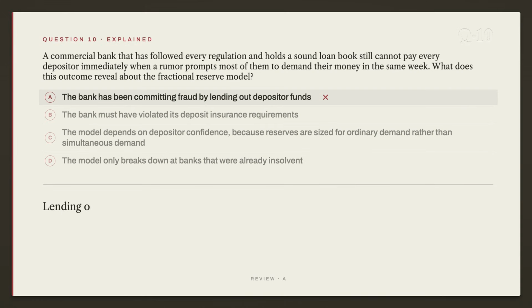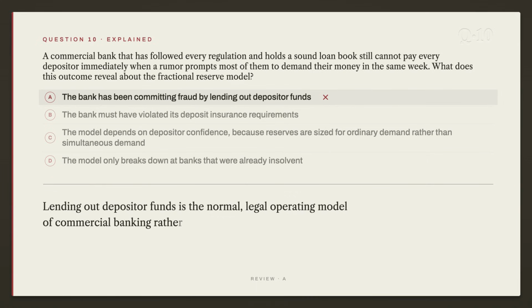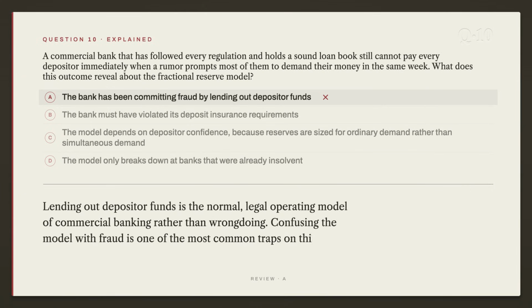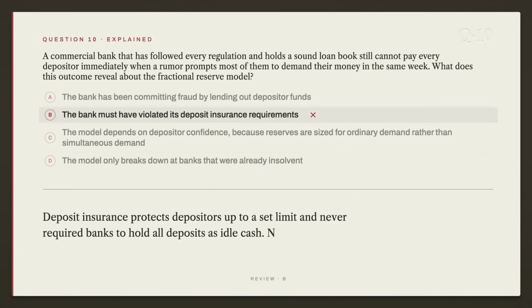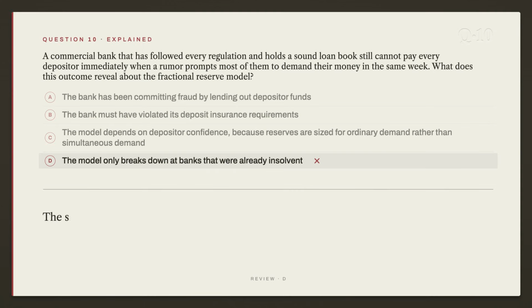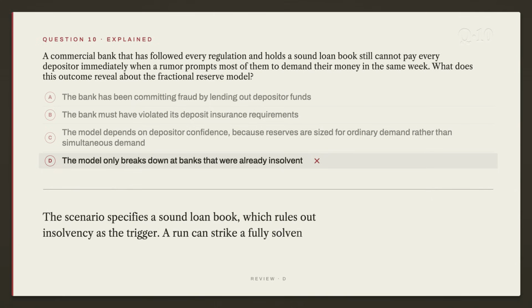A is wrong because lending out depositor funds is the normal, legal operating model of commercial banking rather than wrongdoing. Confusing the model with fraud is one of the most common traps on this material. B is wrong because deposit insurance protects depositors up to a set limit and never required banks to hold all deposits as idle cash. Nothing in the scenario suggests any rule was broken. D is wrong because the scenario specifies a sound loan book, which rules out insolvency as the trigger. A run can strike a fully solvent bank purely because confidence collapsed.